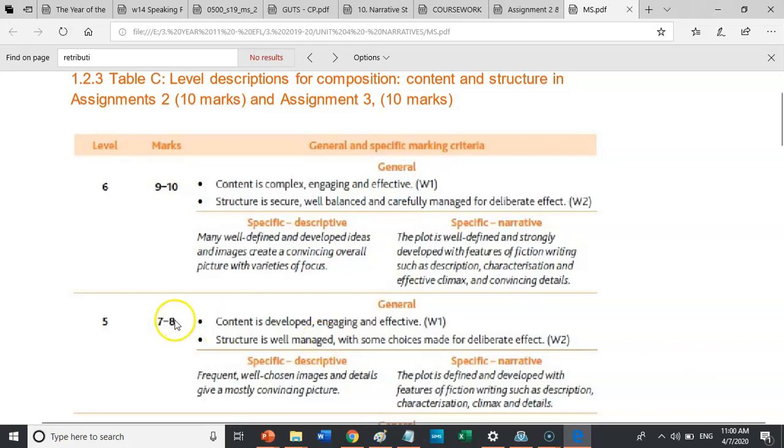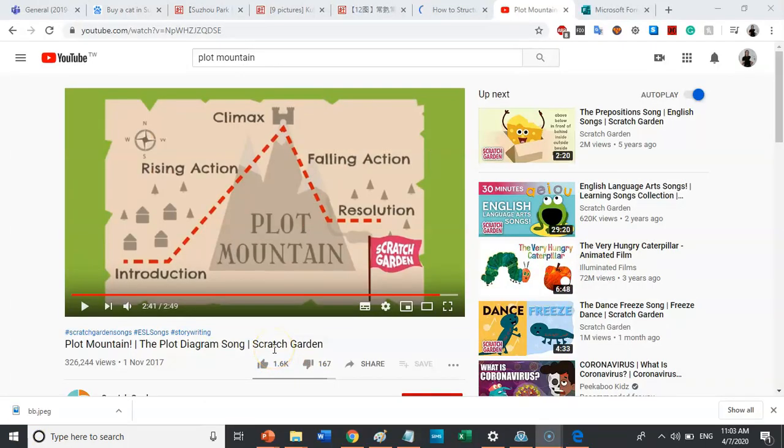Let me just remind you of narrative structure. You have seen this a load of times, but I just really want to make sure that it's very, very clear in your head. So hopefully you remember looking at this plot mountain. This is the structure of a story. So you start off with your introduction. Usually that's where you're introducing setting, characters and character motivation.